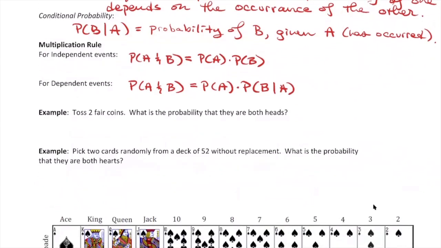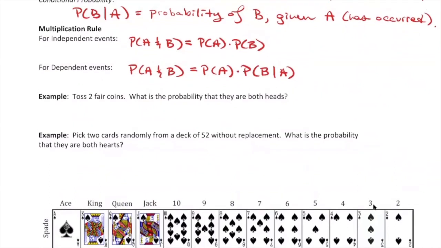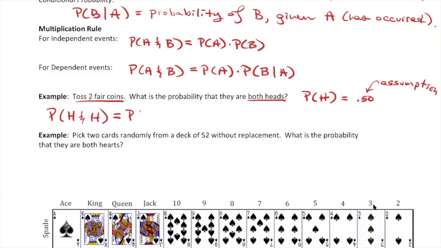Now this is easier than it sounds, but just really quickly, if you toss two fair coins, what's the probability that they're both heads? Well, first of all, the probability of heads, we're going to assume is 0.50. That's just an assumption. I would imagine that it might be possible to make a biased coin, but these are fair coins. So I think fair means that it's a 50-50 proposition. So I can say the probability of heads is 50%. And then the probability of two heads would be a head and a head. Remember, you're tossing two coins. So you ought to be able to just do the probability of heads times the probability of heads. And so that's 0.50 times 0.50, and I think that's 0.25. Any questions about that?